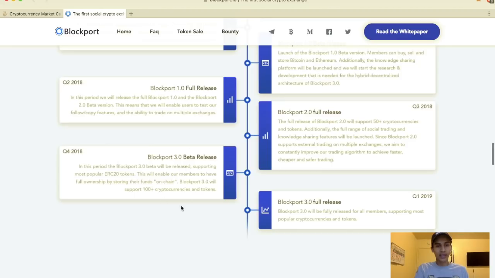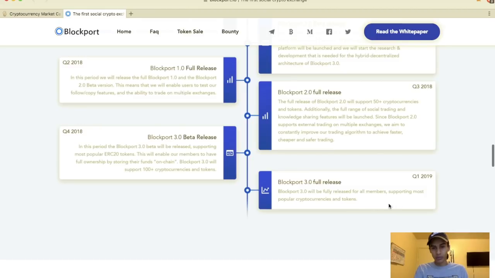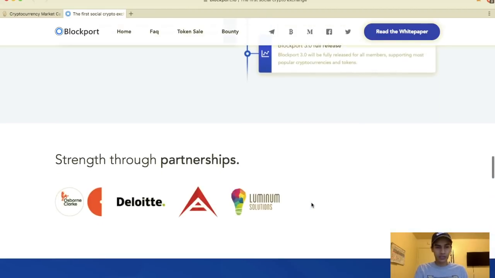At the end of 2018, we have the Blockport 3.0 beta release. However, as soon as 2019 starts, we have the Blockport 3.0 full release. So in a year, they are looking to go from beta to the 3.0 upgrade all the way. That's pretty impressive. Blockport 3.0 will be fully released for all members, supporting most popular cryptocurrencies and tokens. So expect that in a year.